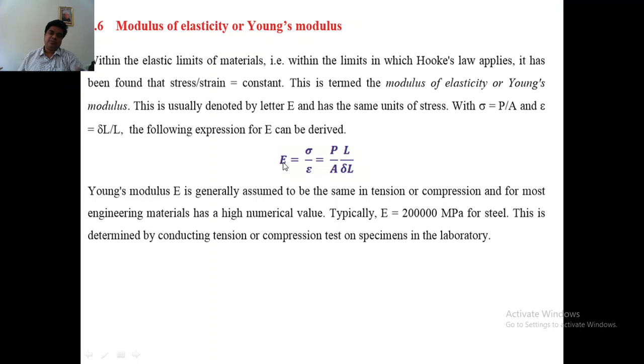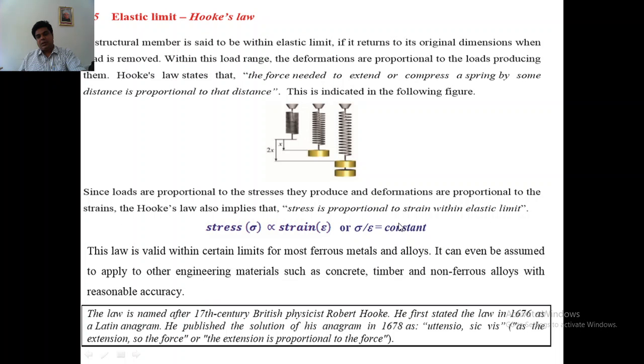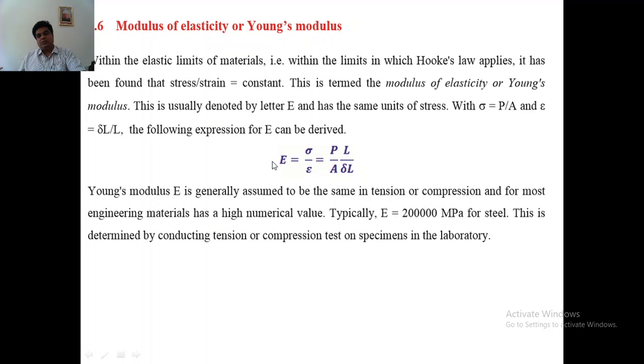And this modulus of elasticity is also a measure of the stiffness of the material. The stiffness is again a property we studied in the previous session. Young's modulus, or modulus of elasticity, will measure the stiffness of the material. That means how rigid the material is. Okay, so that is the Young's modulus. This proportionality constant, stress by strain, is called the modulus of elasticity or Young's modulus.